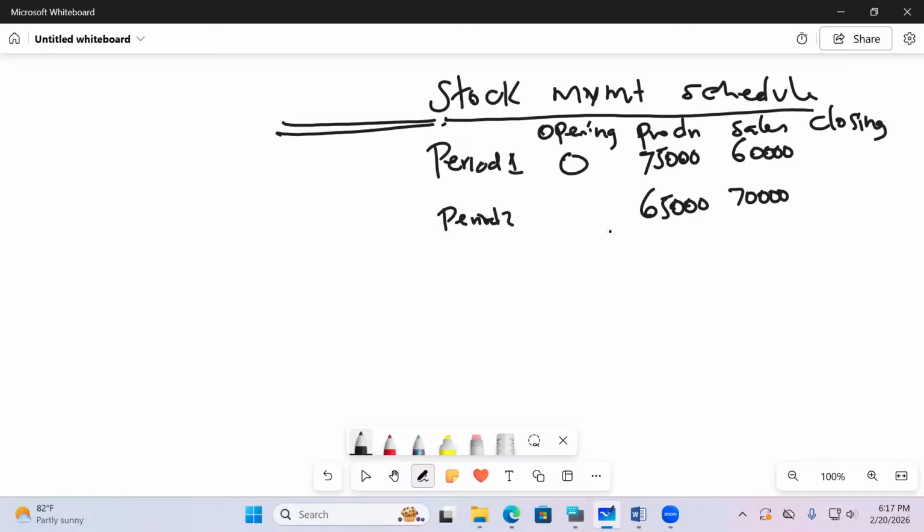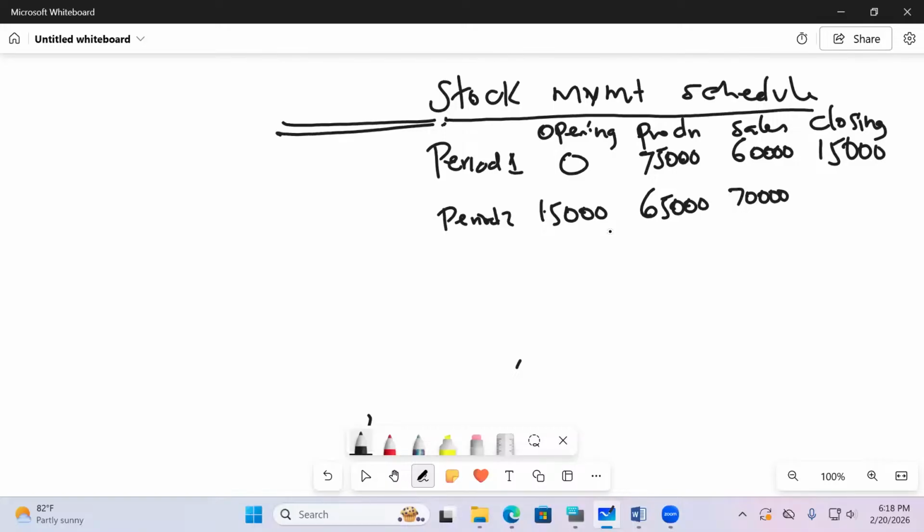And we ended up selling how many units here? 60,000. So then the closing will be 15,000. This closing of 15,000 in period one becomes the opening in period two. So the opening in period two is 15,000.